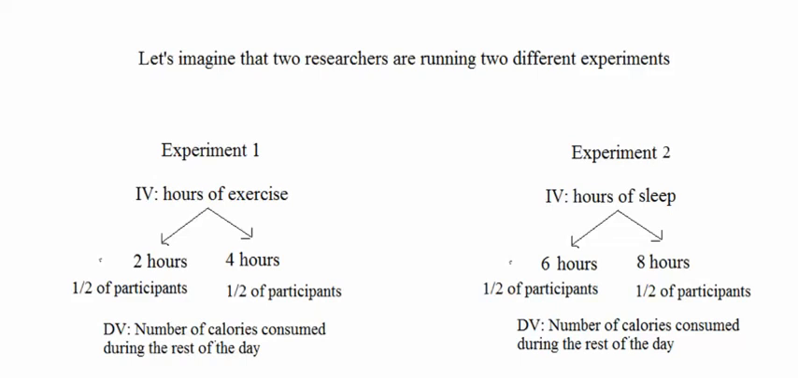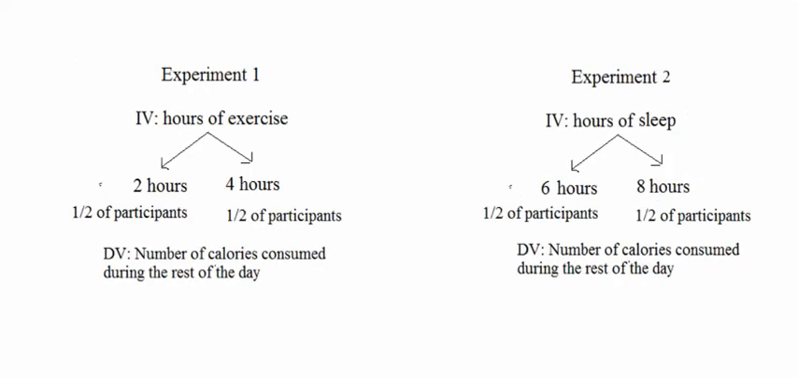The main advantage of doing the factorial design rather than the two separate experiments is the fact that the researcher could look at combinations of exercise and sleep. So in the factorial design, the researcher could have one group exercising 2 hours with 6 hours of sleep, and let's say another group exercising 2 hours with 8 hours of sleep, and then one group exercising 4 hours with 6 hours of sleep. Basically, the researcher could look at all possible combinations of exercise and sleep, and that couldn't be done if it was two separate experiments.